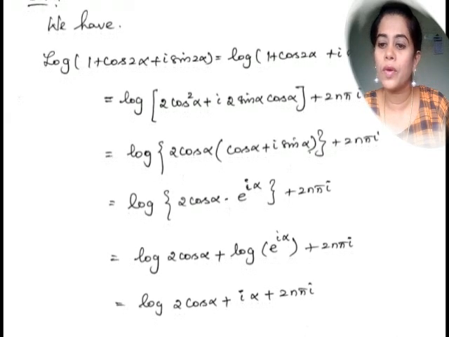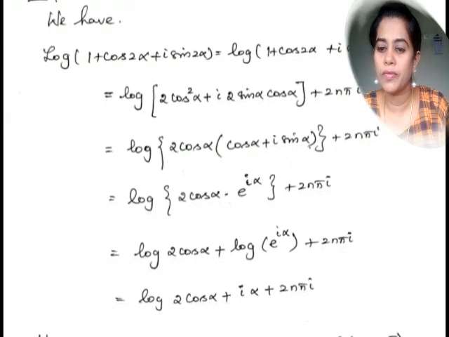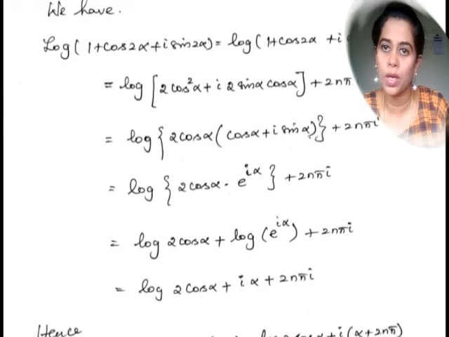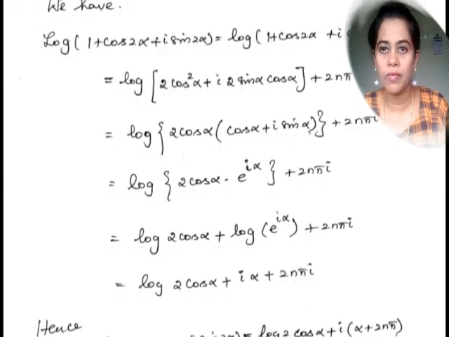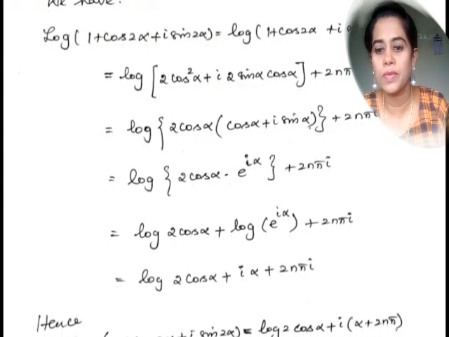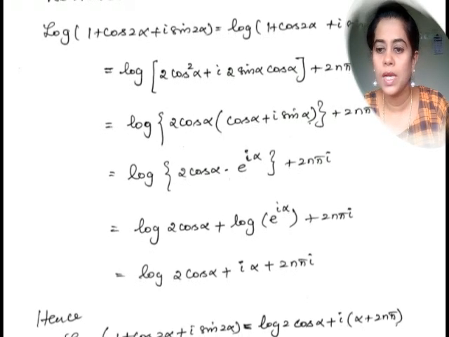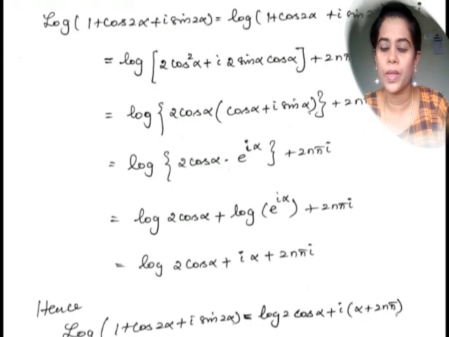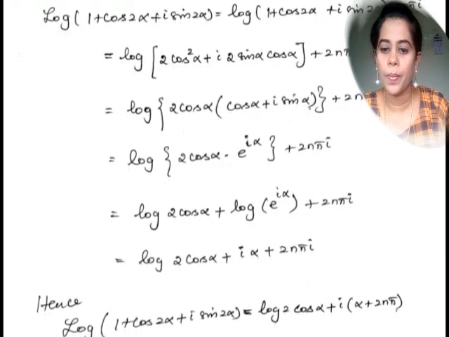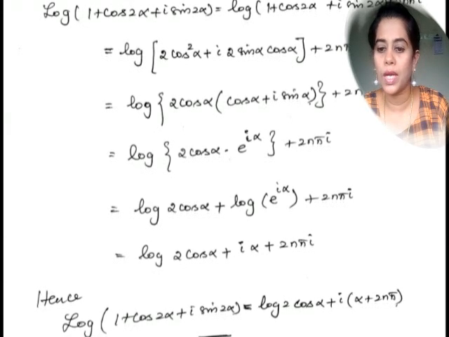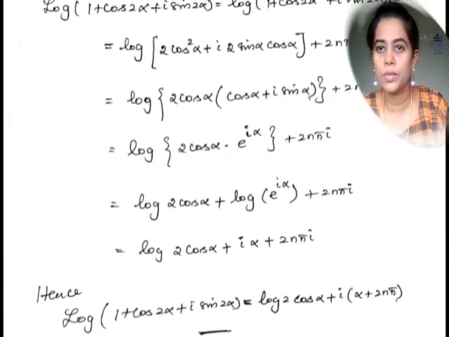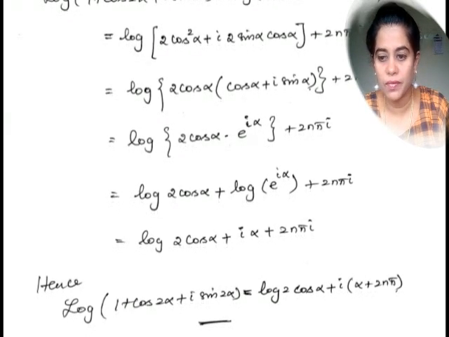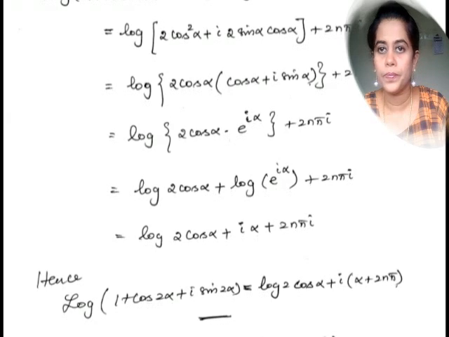So what is log of 1 plus cos 2 alpha plus i sin 2 alpha? Combining, 1 plus cos 2 alpha can be written as 2 cos squared alpha, since (1 plus cos 2 alpha) by 2 is equal to cos squared alpha. So 1 plus cos 2 alpha is equal to 2 cos squared alpha plus i times sin 2 alpha, which is 2 sin alpha cos alpha, plus the remaining 2n pi i. Then this implies log of 2 cos alpha, because cos alpha is common in both the terms. Taking it out, it is 2 cos alpha into (cos alpha plus i sin alpha) plus 2n pi i.